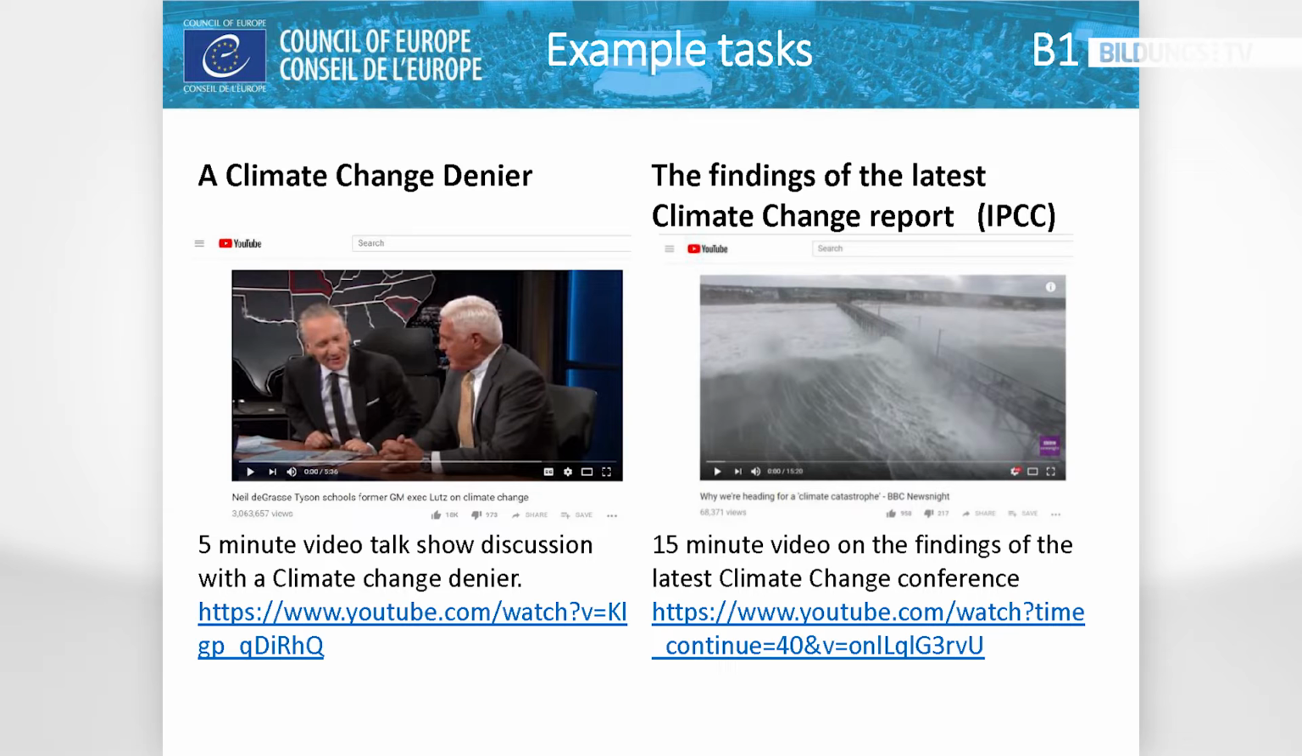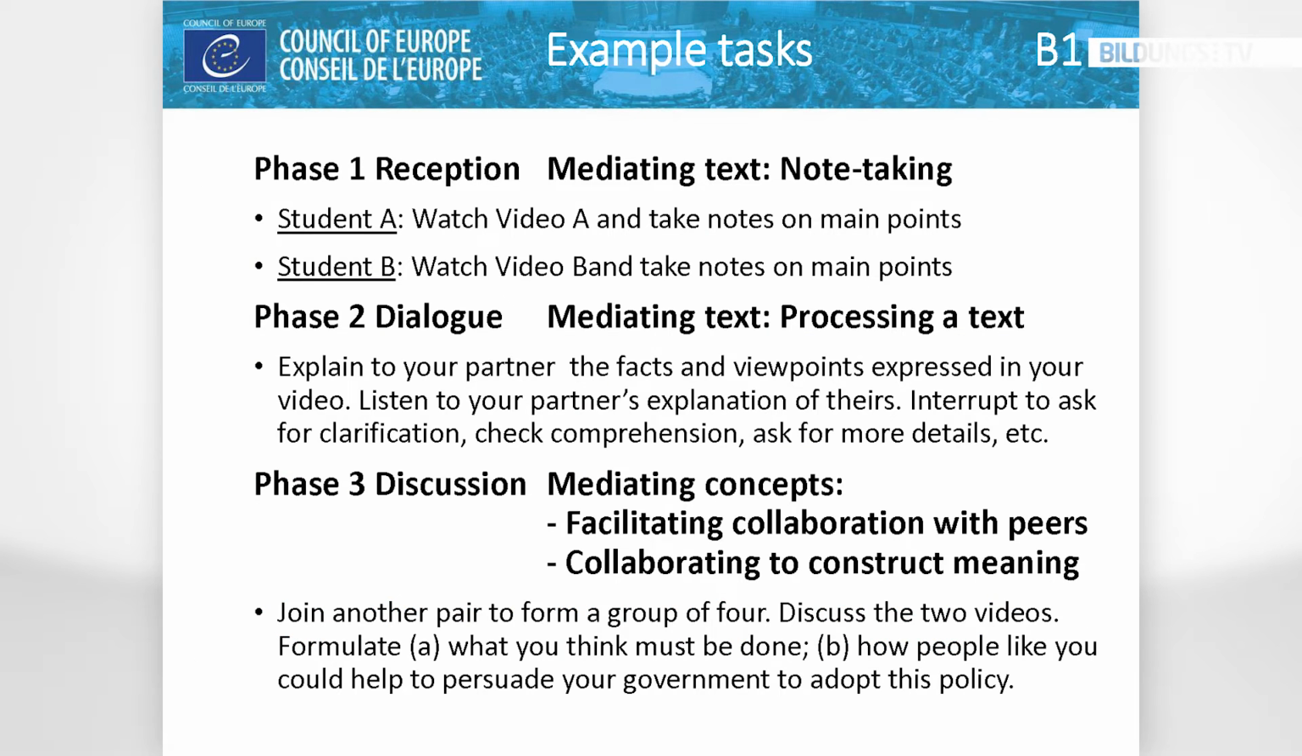So the first step is mediating for themselves, watching the video and making a few notes. The second step is mediating processing a text. Student A explaining everything about theirs to student B. And then you can remix, so it says, explain to your partner the facts and viewpoints expressed in your video. Listen to your partner's explication of theirs. Interrupt to ask for clarification, check comprehension, ask for more details, etc.